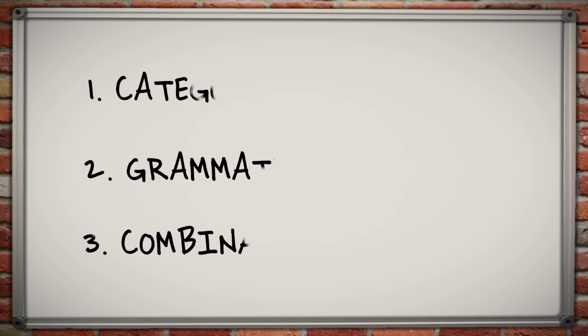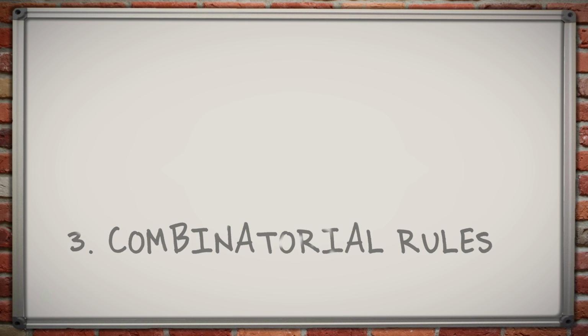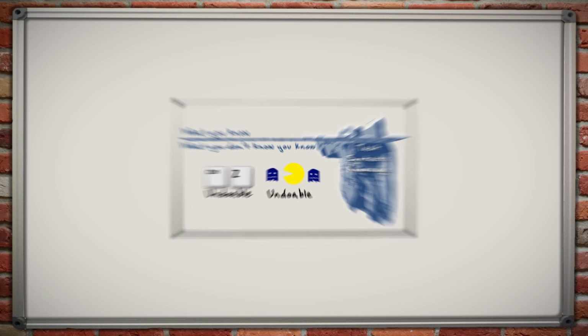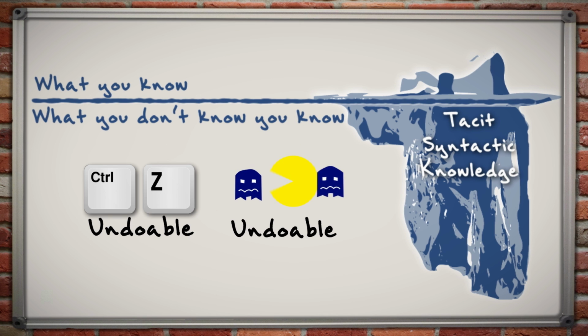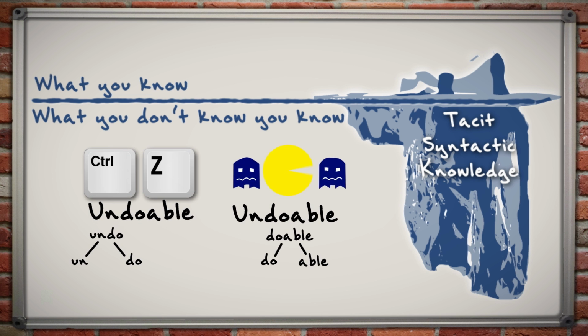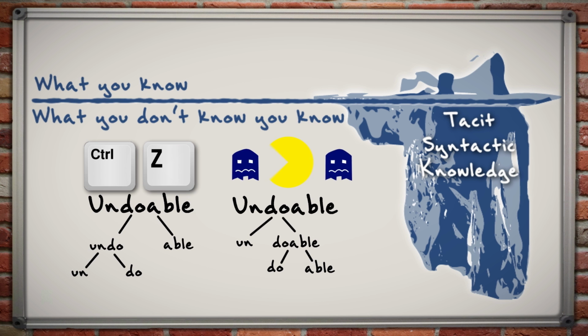There is an important lesson here. We cannot talk about the combinatorial rules in terms of linear order. In both versions of undoable, the linear order of the morphemes is the same, but there is a hidden structure which has an effect on the interpretation. This is what tree structures allow you to get across.